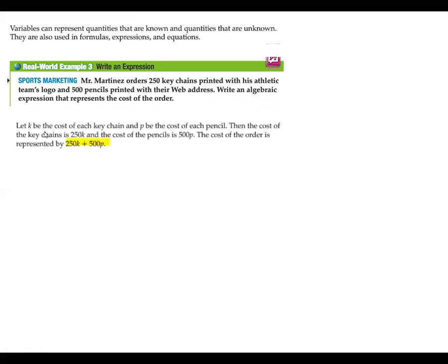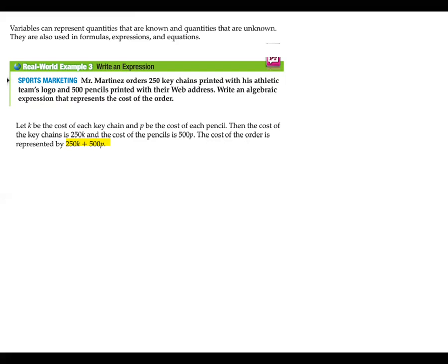So let K be the cost of each keychain. We used K because that's what keychain starts with, and P represent the cost of each pencil. P stands for pencil, okay? Sometimes we pick variables because they make sense. Now notice I'm using different variables because the keychains might not cost the same amount for each keychain as each pencil. In fact, I'd be very surprised if they did.